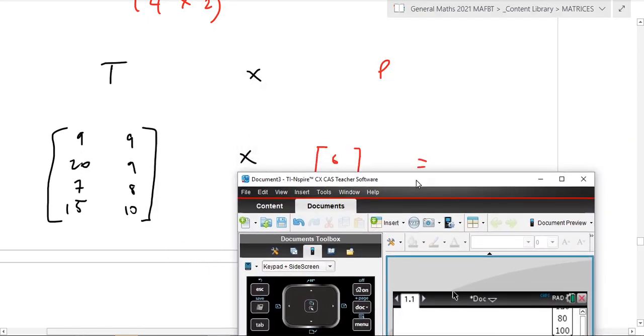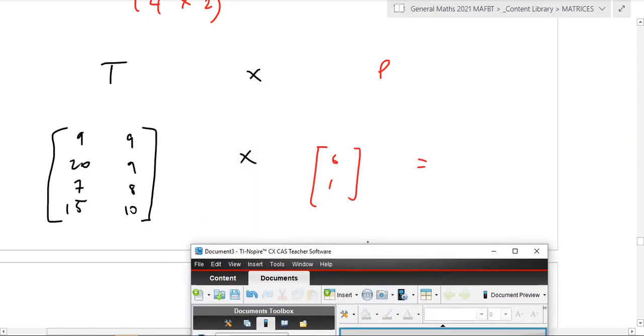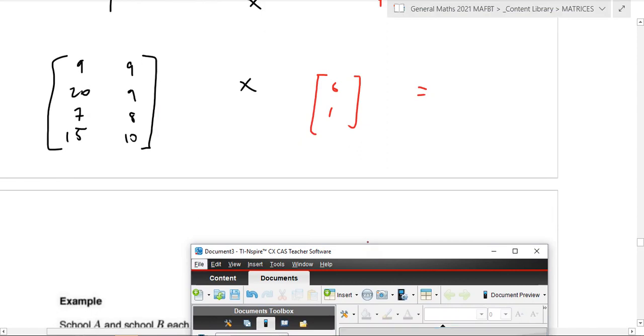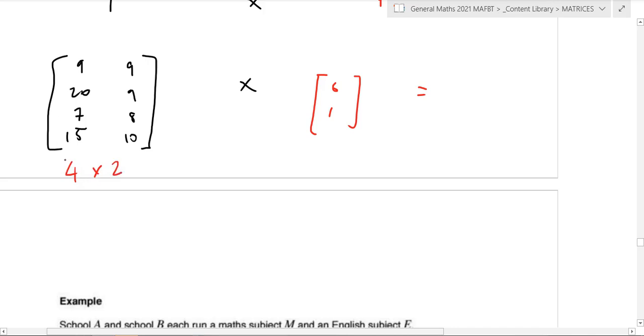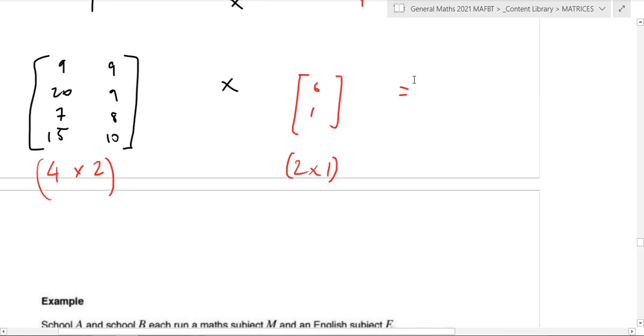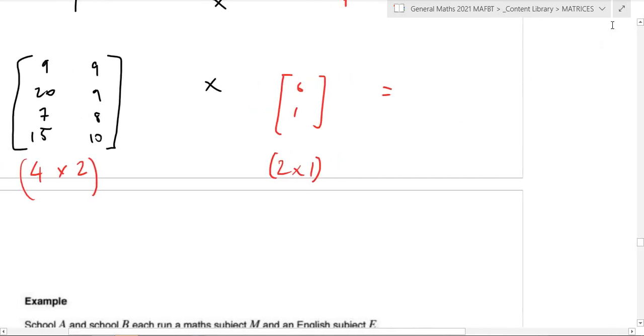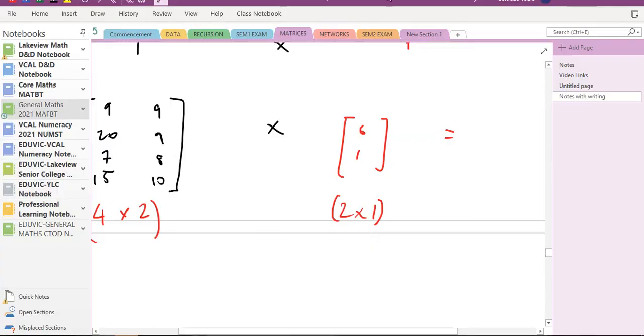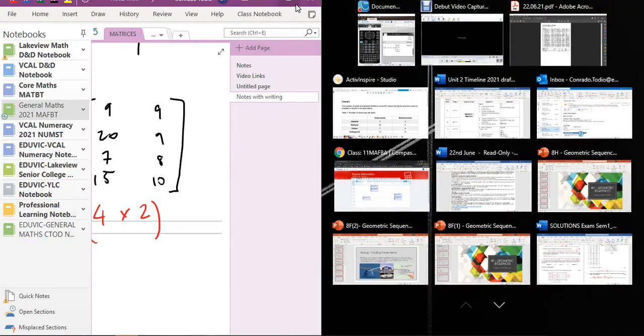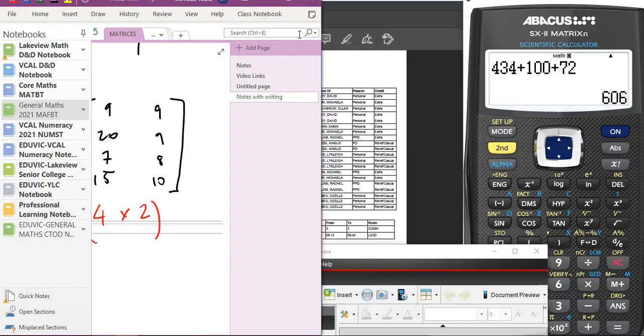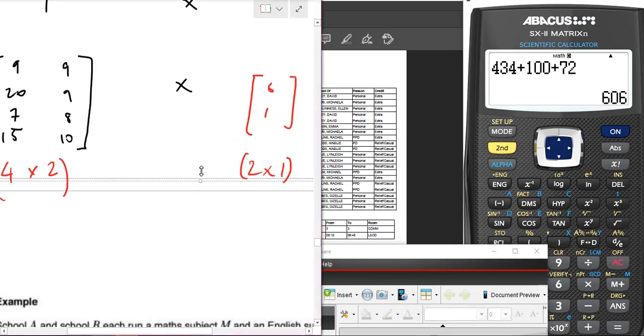Okay, so let's put these into a matrix, guys. Actually, before we do that, what's the order of this? This is a 4 by 2, and the second one is a 2 by 1. So that means it's doable, okay? All right, so let's put them in the matrix. Okay, so there's your matrices.